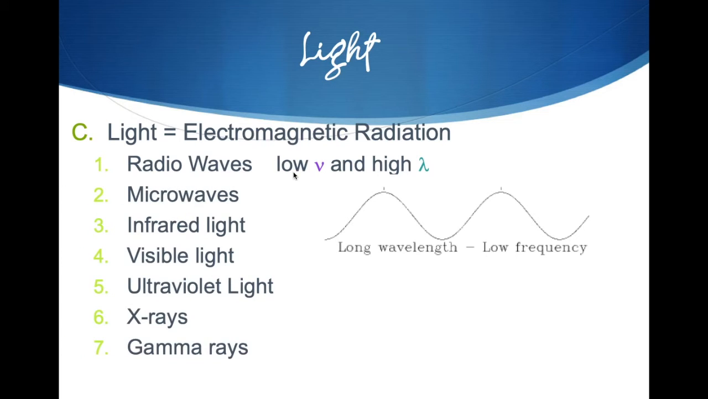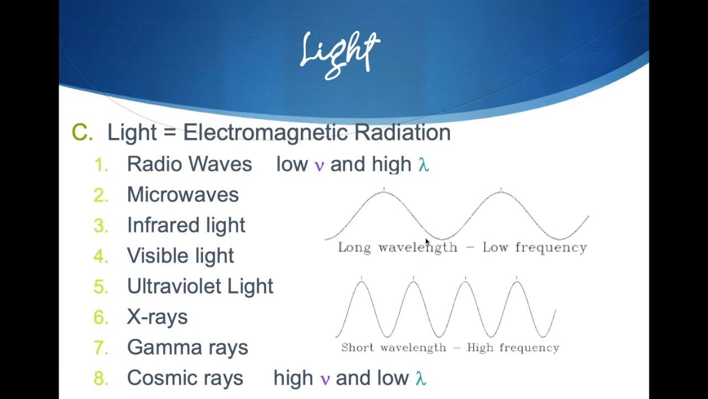And then it just goes up from there. Microwaves would be a little bit higher frequency, a shorter wavelength, up until we get to cosmic rays, which would be a high frequency and a short wavelength, which might look like this if you compare the two. So short wavelength, meaning it has a lot more energy, it can move a lot faster, higher frequency. That would be the idea behind the connection of electromagnetic radiation and frequency and wavelength, some of those other vocab words that we're talking about.